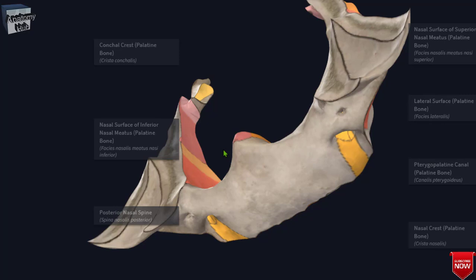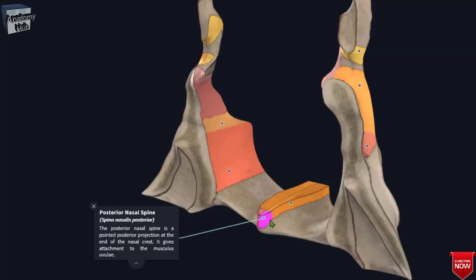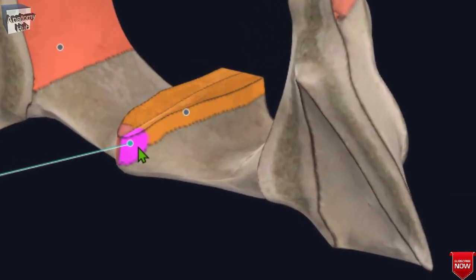Okay. Now for the attachments of this palatine bone, you can see here the posterior nasal spine. This posterior nasal spine is a pointed posterior projection at the end of your nasal crest, and it gives attachment to the musculus uvulae.